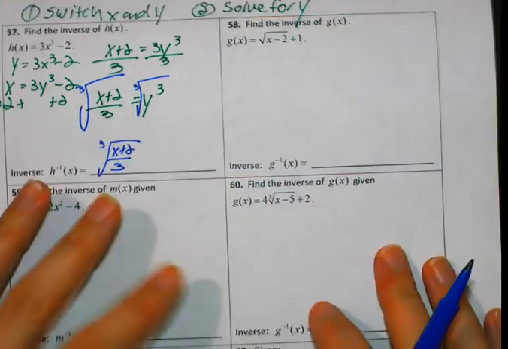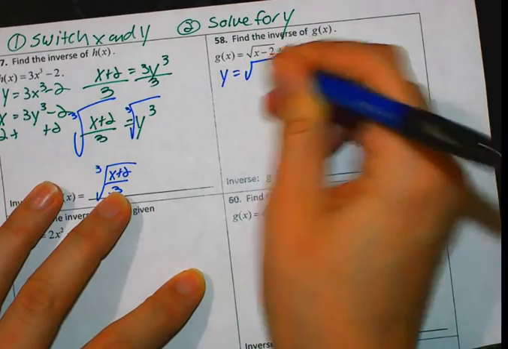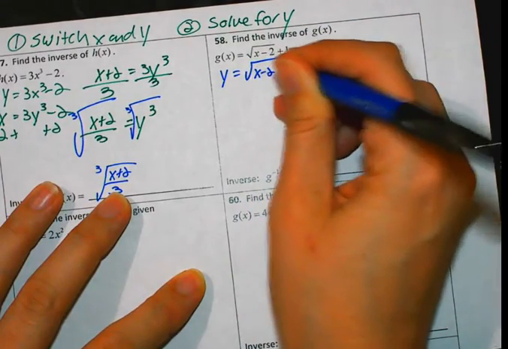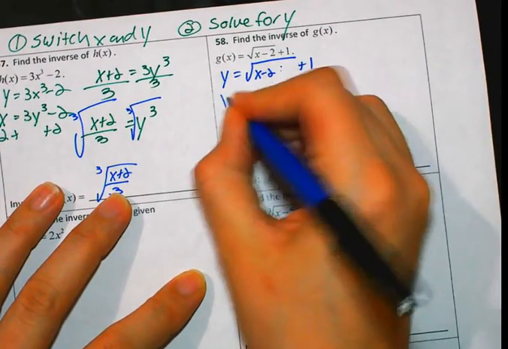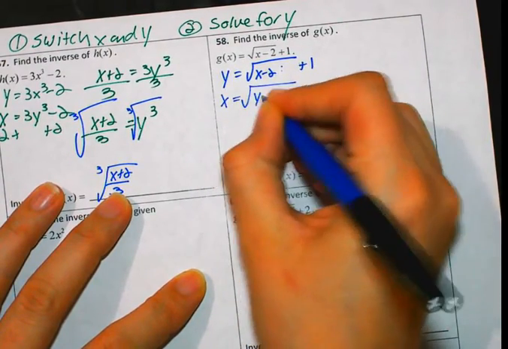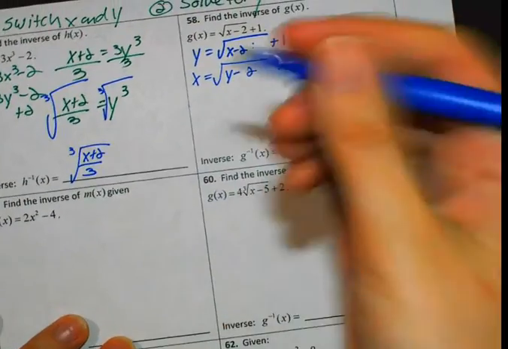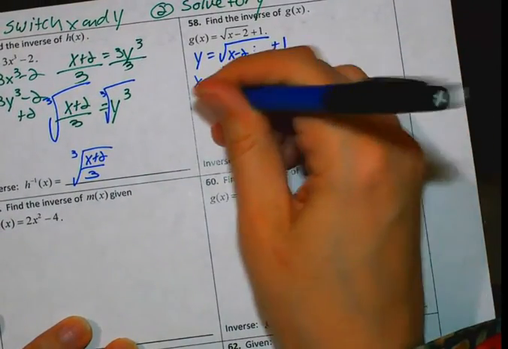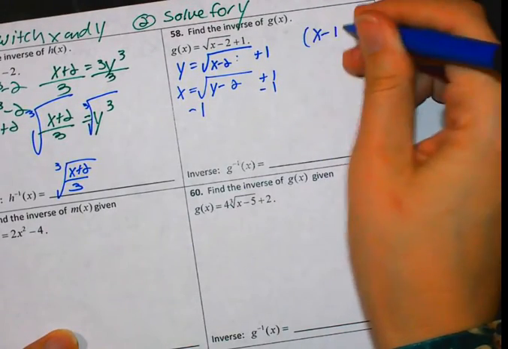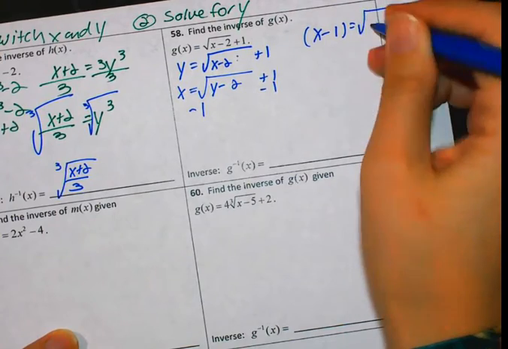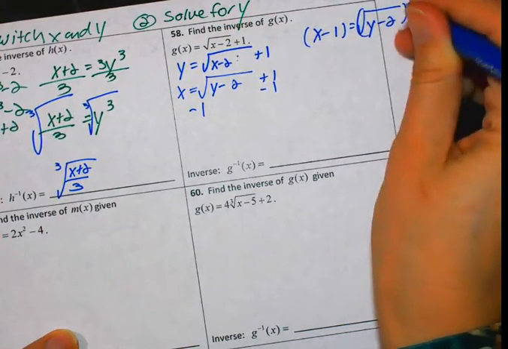Okay, the next one is find the inverse again. Same thing. Y equals square root of x minus 2, plus 1 is on the outside. So x equals the square root of y minus 2, plus 1. And then we're going to solve for y. Okay, so minus 1 on both sides. So x minus 1 equals the square root of y minus 2. I'm going to square both sides.